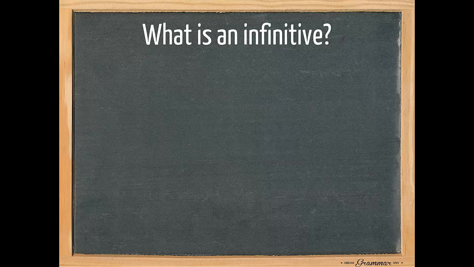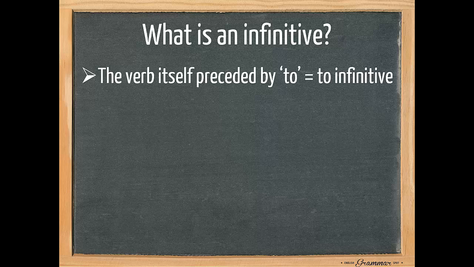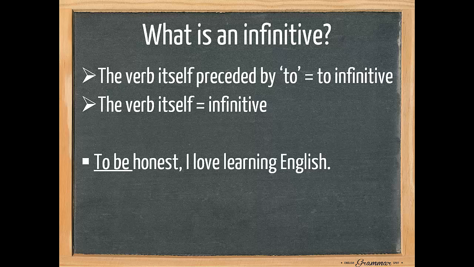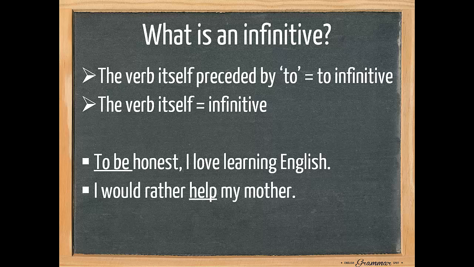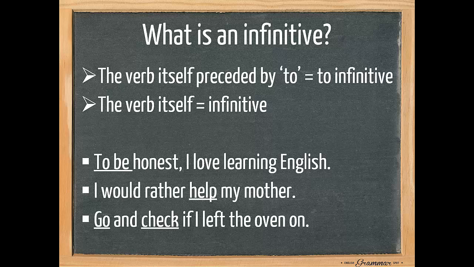Now, what is an infinitive? The verb itself is an infinitive, and it can be preceded by to, so here we call it then a to infinitive, or simply the verb itself, and that is the general infinitive. For example, to be honest, I love learning English, so to be is the to infinitive. I would rather help my mother, here help is the infinitive. Go and check if I've left the oven on. Go and check are both infinitives.